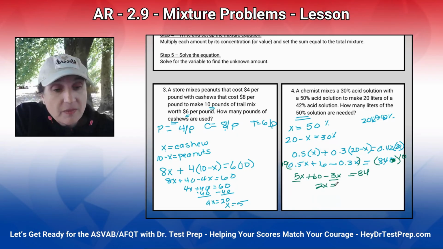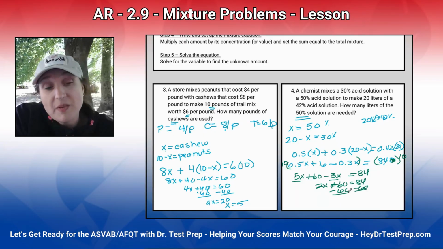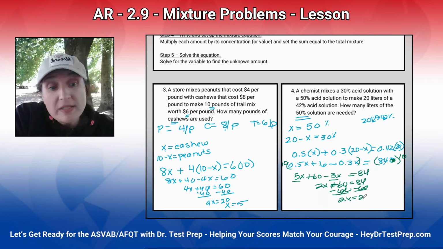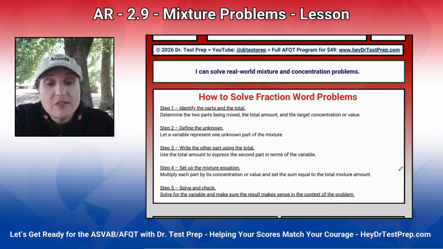2X plus 60 equals 84. Subtract 60 from both sides. 2X equals 24. Divide both sides by 2. X equals 12. So we need 12 liters of the 50% solution.